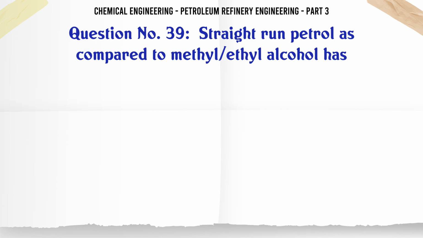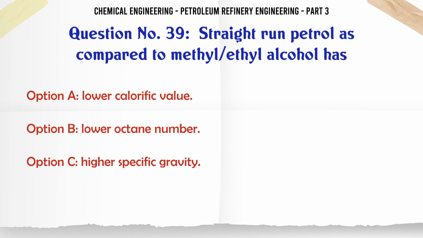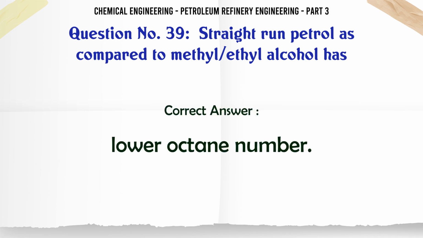Straight-run petrol as compared to motor alcohol has A. lower calorific value, B. lower octane number, C. higher specific gravity, D. higher ignition temperature. The correct answer is lower octane number.